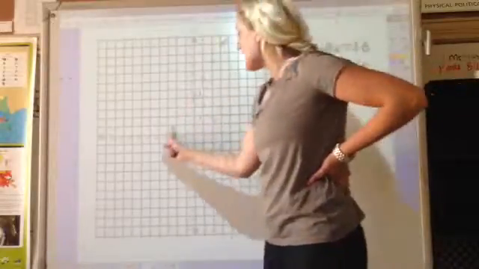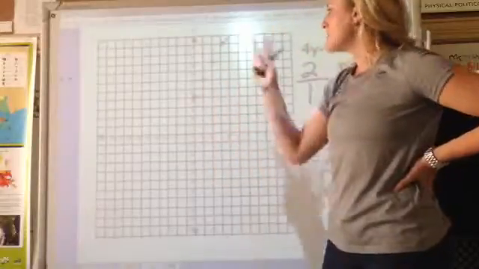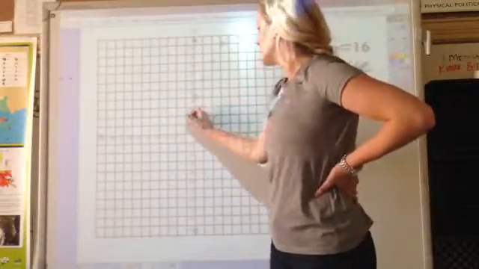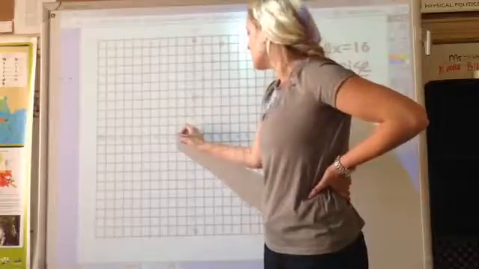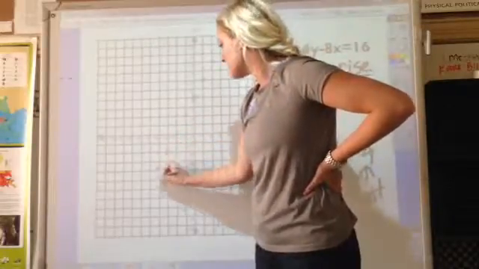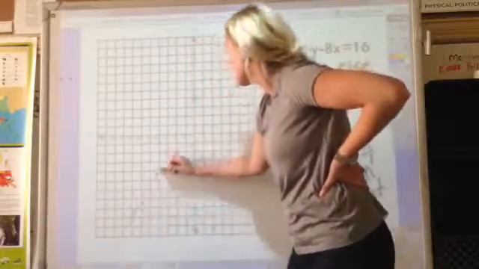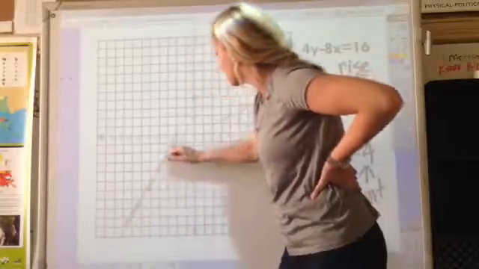But if I want to extend my line on this side of the graph, which we all need to start doing, I just do the opposite. I go down 2 and left 1. Down 2, left 1. I could do this all day long, but again, you see how I'm getting a perfectly straight line.